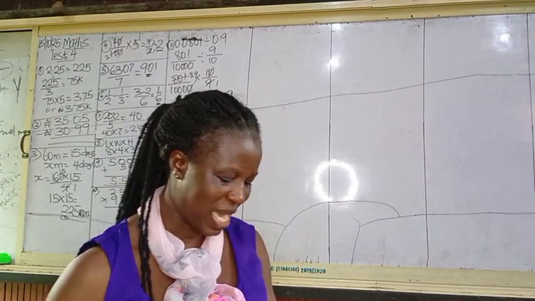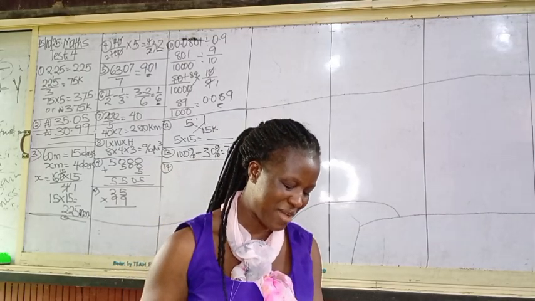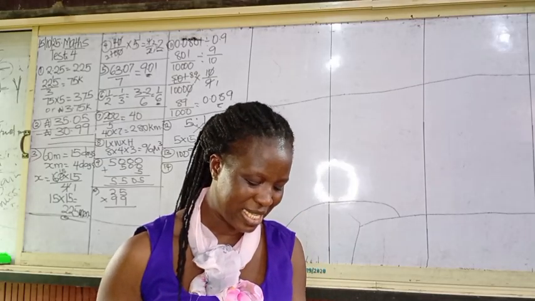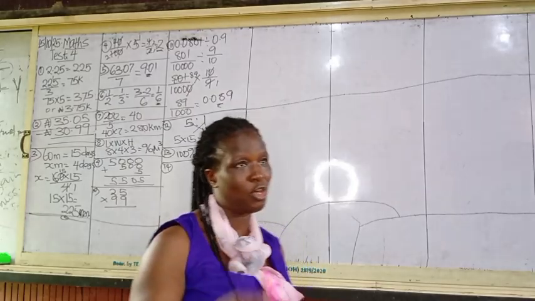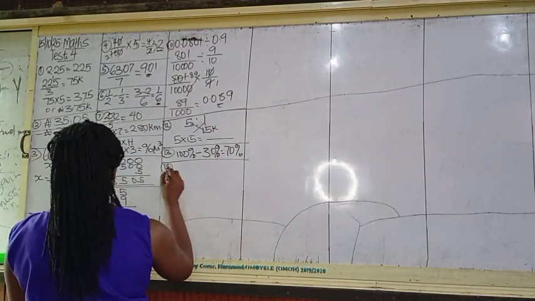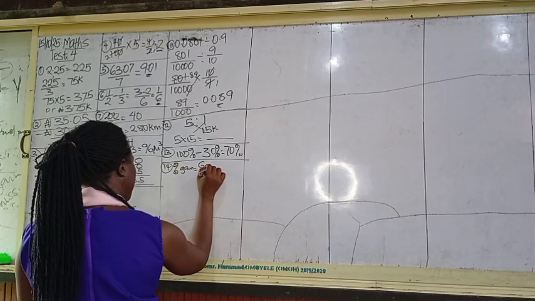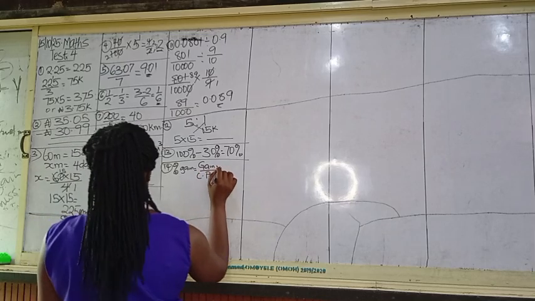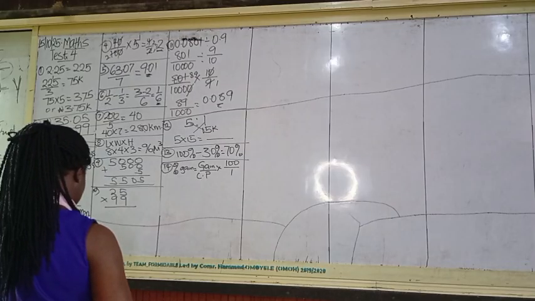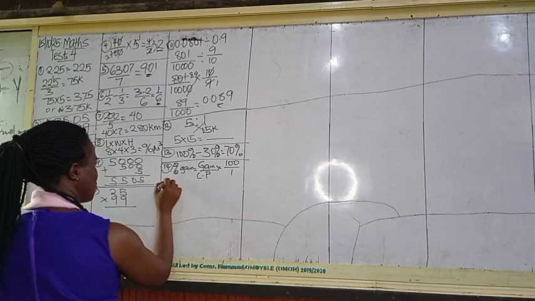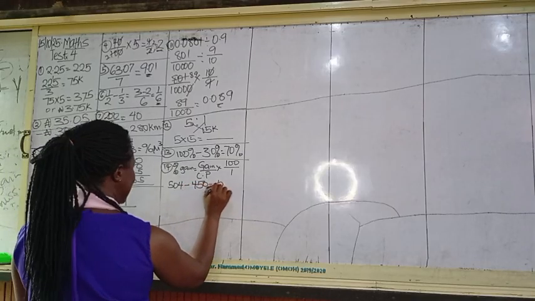The cost price of a car is 450 naira and the selling price is 504 naira. What is the percentage gain? What is the formula for finding the percentage gain? That is gain over cost price times 100 over 1. So the percentage gain is equal to gain over cost price multiplied by 100 over 1. From the question, it was sold for 504 and bought for 450. So when we take away, that is 54.